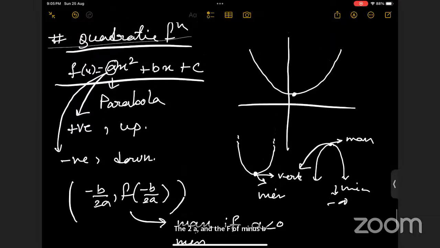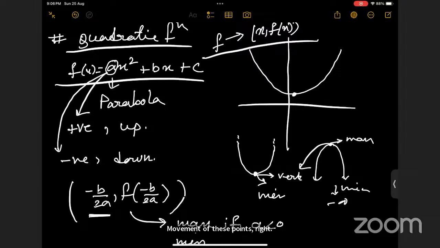So here this is the x coordinate for the vertex, right? If we have the x coordinate, then how can we find the y coordinate? After putting the value instead of x, right? Because if we have a function, what is the graph? It's the movement of these points, right? The graph is basically the movement of the points x, f(x). Clear now?